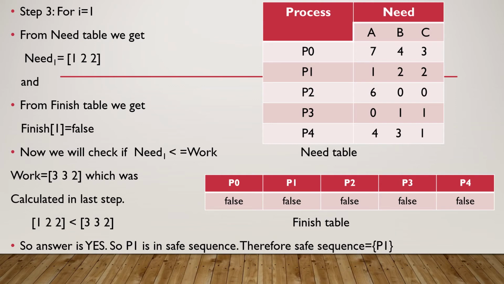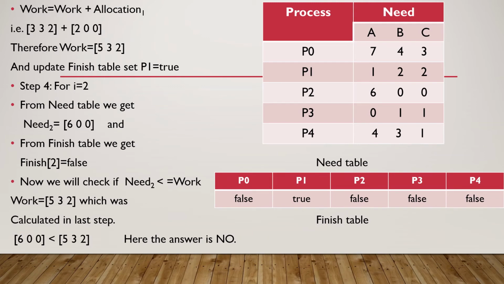So here, what is the safe sequence? If you give out the resources to process P1, it can be given because the system has that much of resources. Now we will do the calculation. We have given out the resources to P1. P1 has done its work and it has again given its resources back to the system. So how many resources were allocated to process P1, that will be added back to the work matrix. So work is equal to work plus allocation of P1.